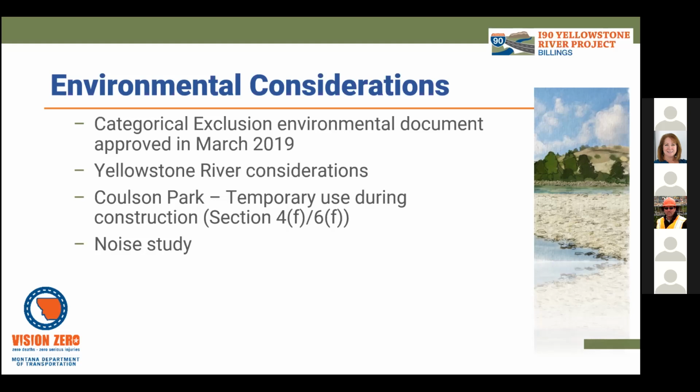So the NEPA and MEPA compliance is a requirement, and that was accomplished through use of a categorical exclusion level of environmental document. This document and the environmental process in general looks at a broad range of resources, and it assesses the project's potential impact to those resources. The categorical exclusion was completed in March 2019.